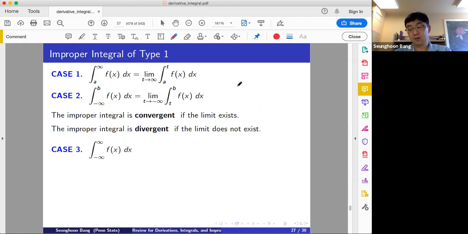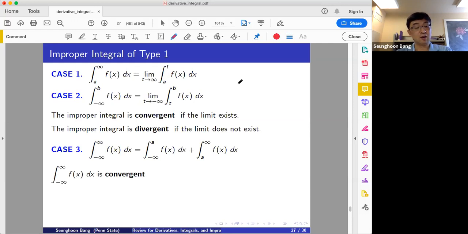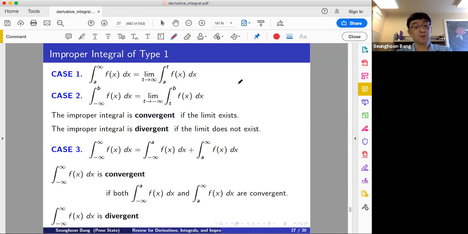Case 3, the integral from minus infinity to infinity of f of x dx. You can split it into two improper integrals: the integral from minus infinity to a of f of x dx plus the integral from a to infinity of f of x dx. The improper integral is convergent. What's that? Both improper integrals are convergent. The improper integral is divergent if either one is divergent.